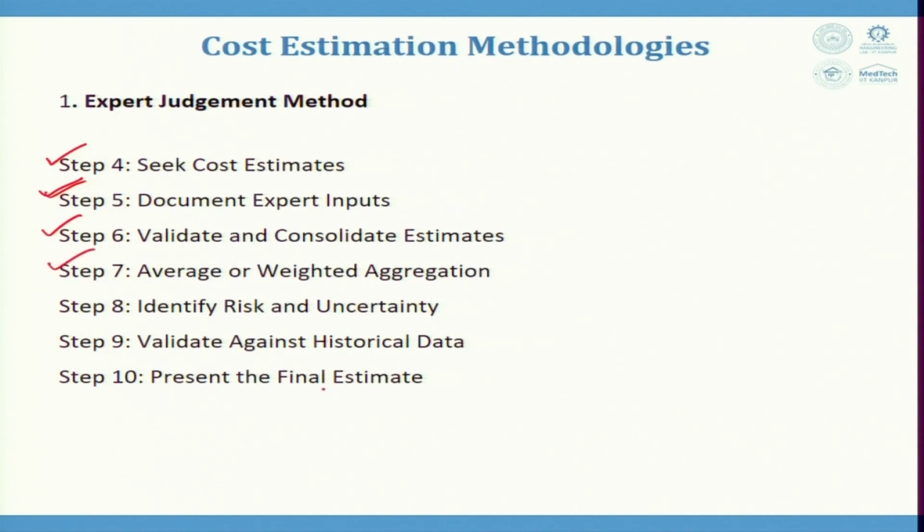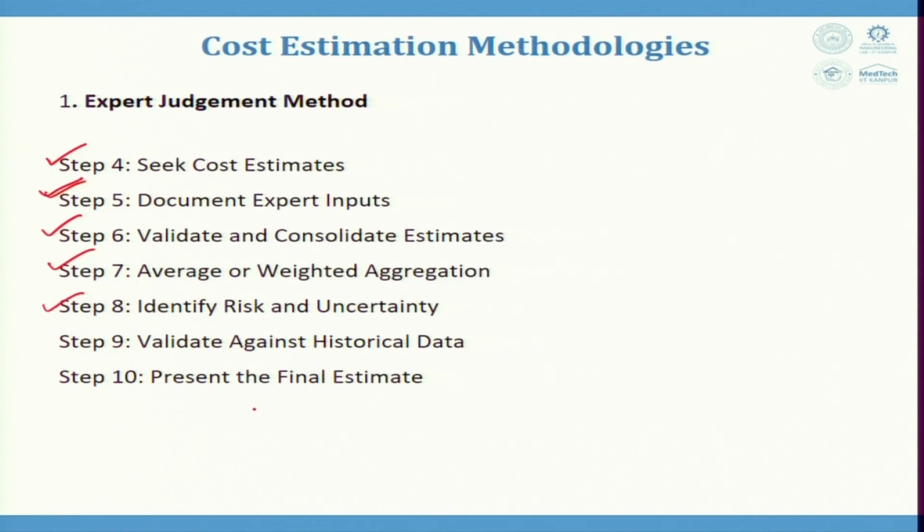Step 7 is averaging and weighting the aggregation. That is, we calculate the average of the estimates given by each of the experts, and we also try to give more weight to the experts who are considered more experienced in the specific kind of innovation that we are trying to come up with.